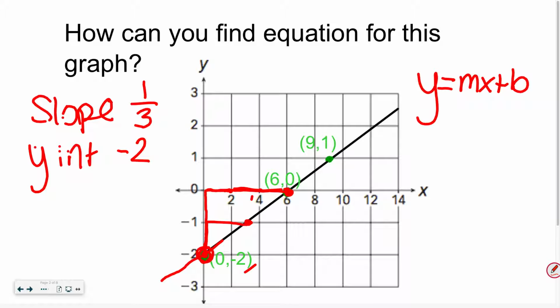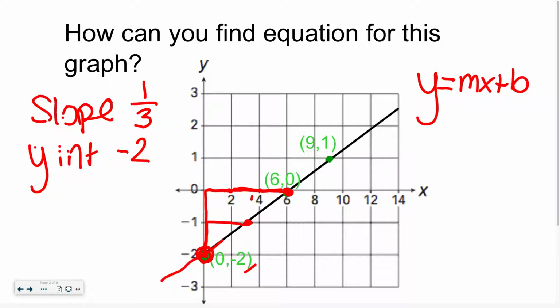What does the m stand for in this? What does the m stand for? The slope. And what is the b? What does the b stand for? Remember, I had you all write it down. We all practiced it. What does the b stand for? The y-intercept. So m is the slope, b is the y-intercept. How can we use this information that we have now to make an equation for this line?